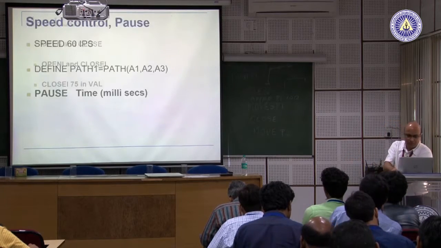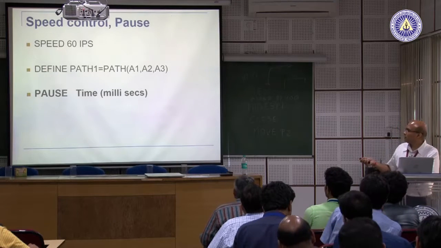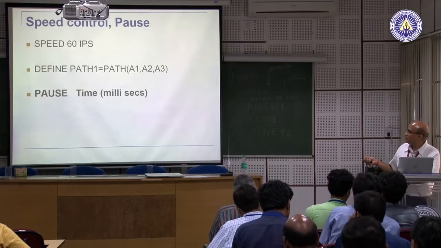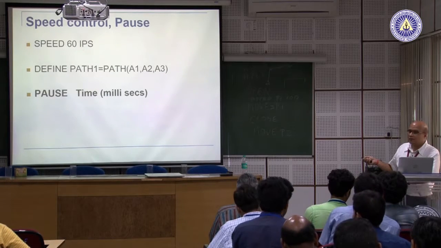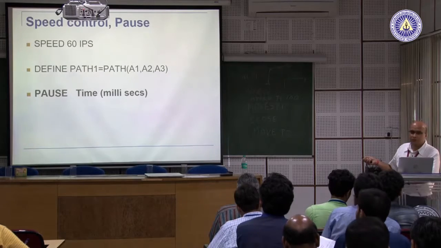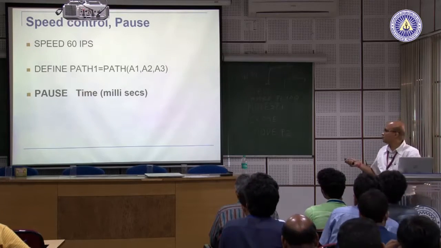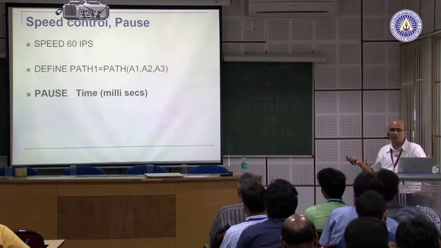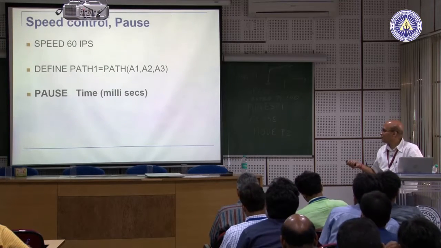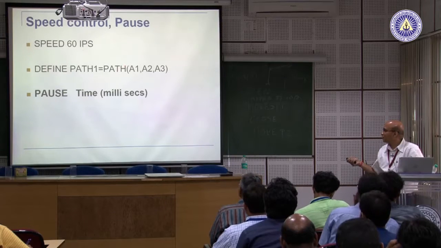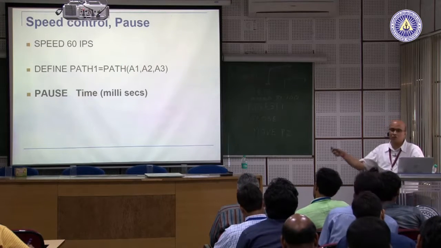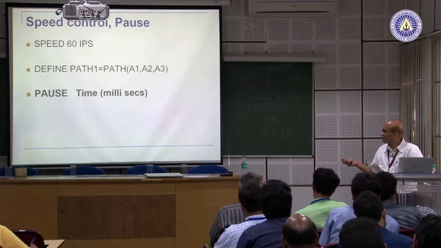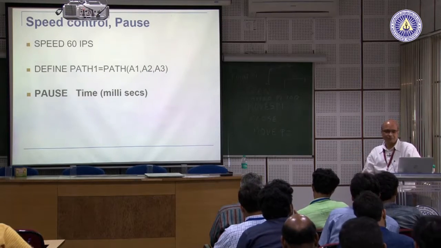Commands like speed are used. Speed 60 IPS means 60 inches per second. It can be 60 mm per second also, in the metric system or the British system. So, you can control the speed with this. Then you can define a path. The path can be defined by different points, A1, A2, A3, and it will follow those points. Pause: after some task it can pause.